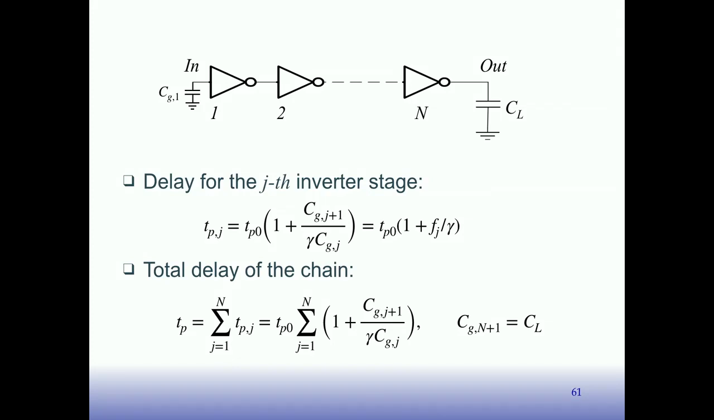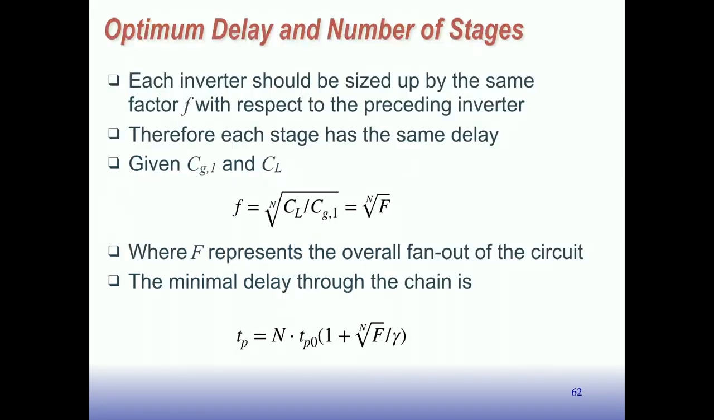But if you take my intuition, like the trumpet, you want one to get a little bigger, and then the next one gets a little bigger by the same fraction. Right? Next one gets bigger by the same fraction. So it's like a geometric expansion. Each inverter should be scaled up by the same factor f with respect to the previous inverter. Intuition should show you that this is going to lead to the most optimal result, and it does.